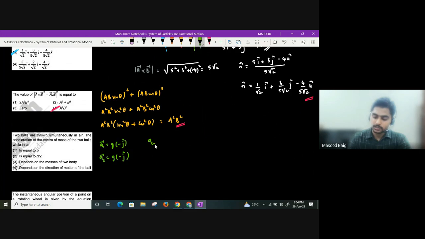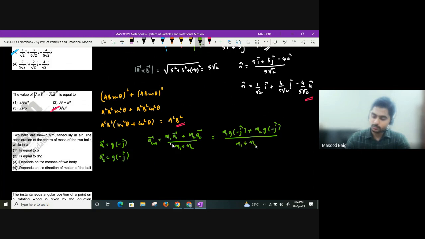So what will acceleration of center of mass be, beta? It will be, as you know, m1 a1 bar plus, again if you consider them as point masses, m2 a2 bar divided by m1 plus m2. Obviously, masses are not mentioned here. They have not said that they are identical balls. At least if they had said identical balls, you would have got the acceleration. But because nothing has been specified here, I can write m1 into g minus j cap plus m2 into g minus j cap divided by what will I get, beta?